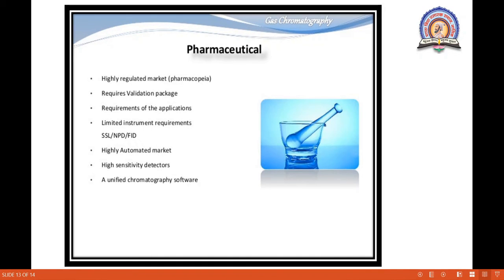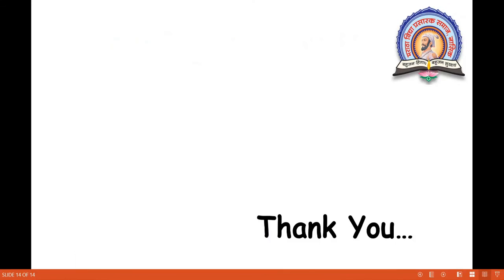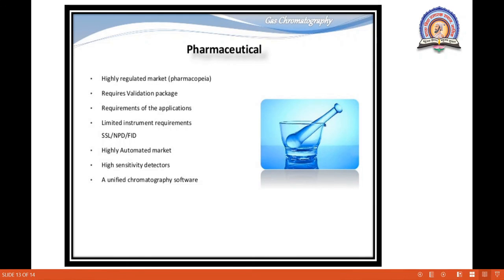Then the wide application in pharmaceuticals, a highly regulated market that requires a validation package. The requirements of the application are limited instrument requirements, a highly automated market, high sensitivity detectors, and unified chromatography software. So these are the pharmaceutical applications. With this we finish the applications of gas chromatography.